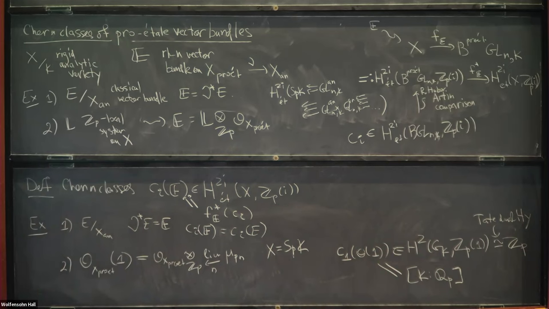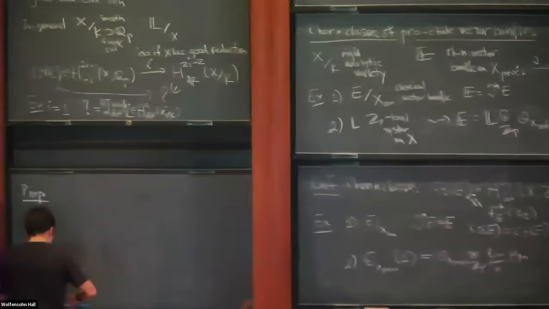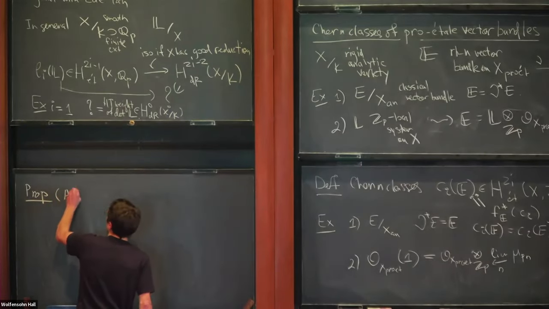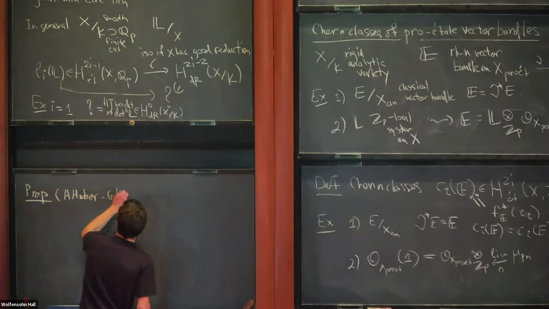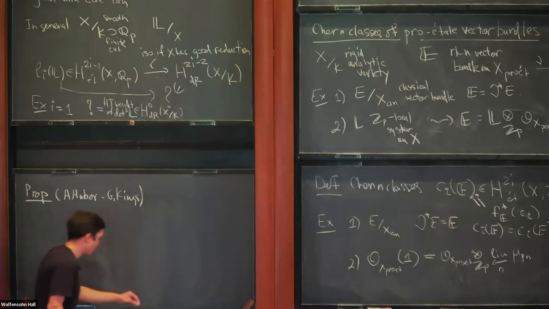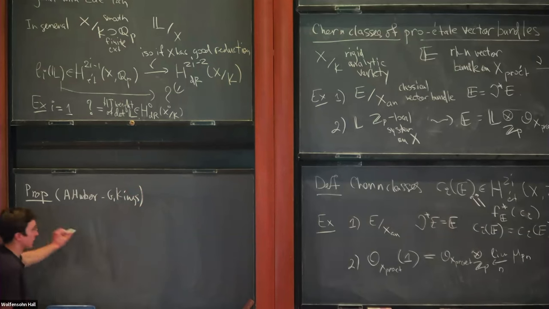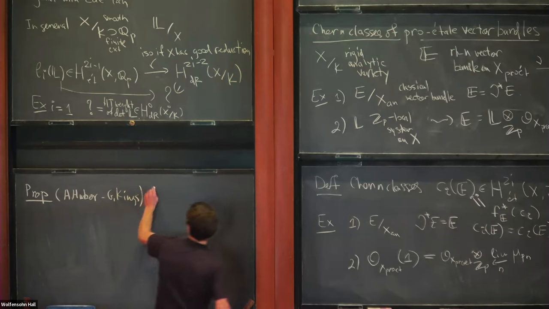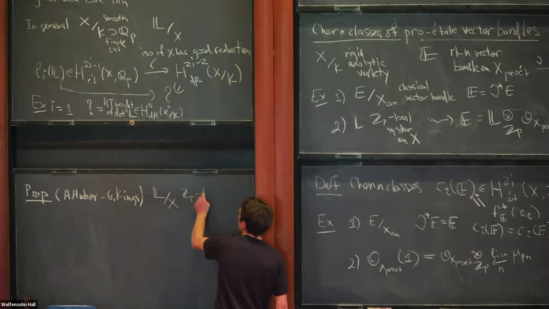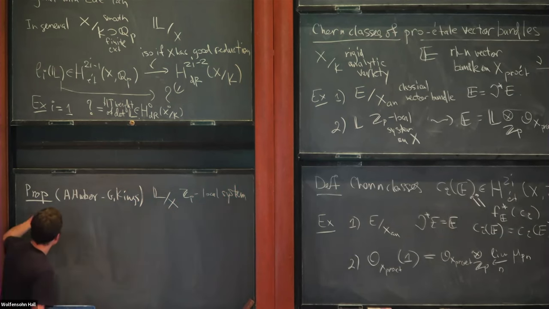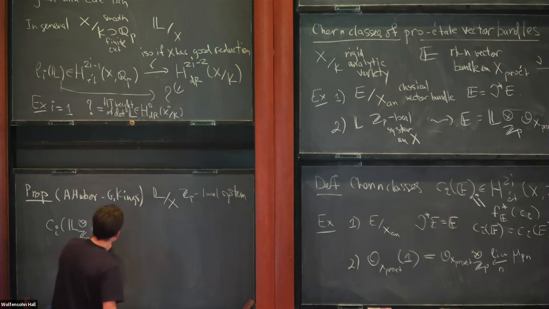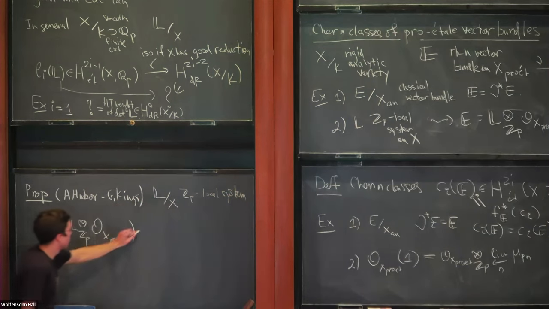So, a proposition, which is essentially due to Annette Huber and Guido Kings. I mean, at least the way the paper is written, they weren't thinking about it in these terms, but let me just rephrase it in terms which are relevant for me, and then I'll say what they're actually thinking about. So the claim is that if you start with any Z_p local system on X, again, maybe X was a rigid analytic variety, then if I form the Chern classes of this associated pro-étale bundle, there's going to be an expression for this, and it's only going to hold in rational cohomology.